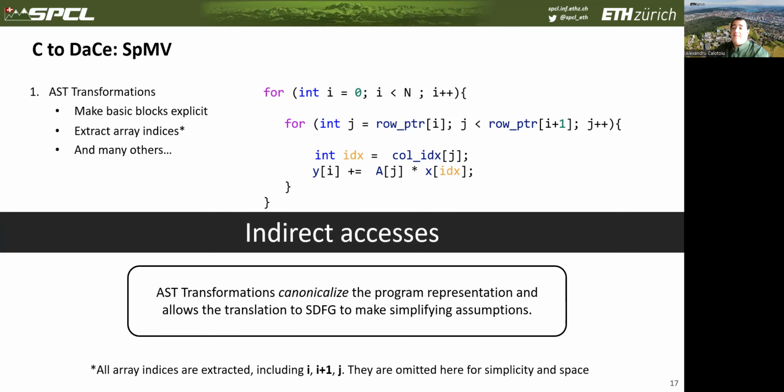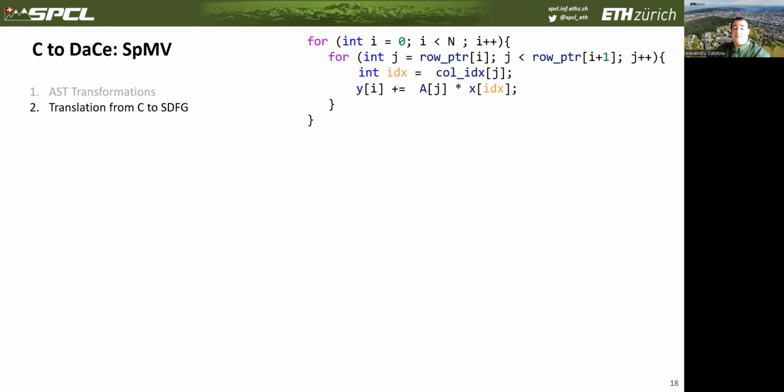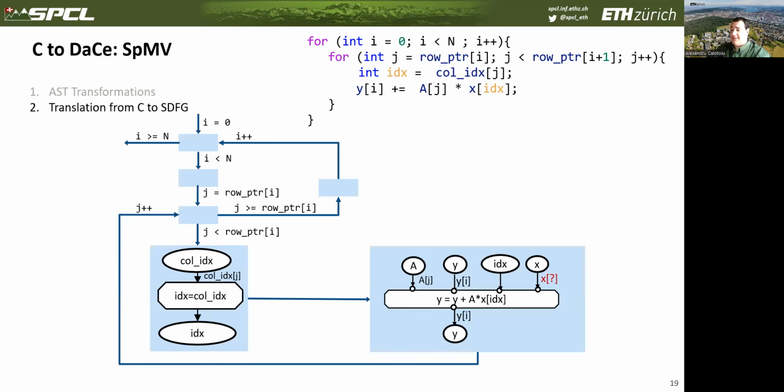This is why we have extracted these array indices, because the assumption of having them in an SSA form allows us to later make simplifications and improvements to this. Now, going forward, we translate the C code to an SDFG using similar constructs. So the assignments and computations become tasklets and everything else becomes a state transition. This is now the transformation of this code.